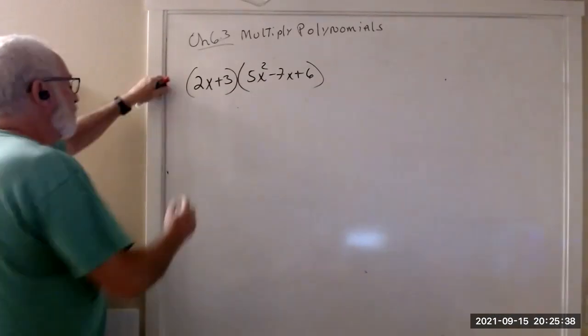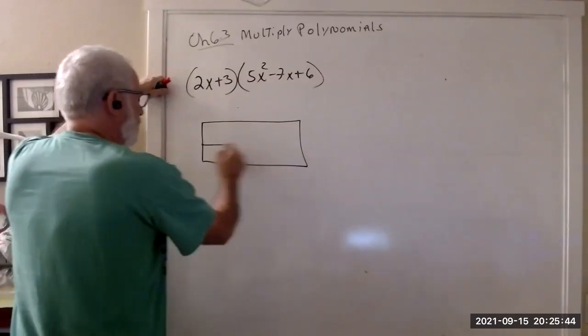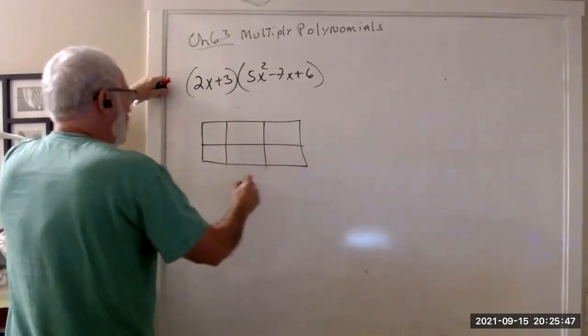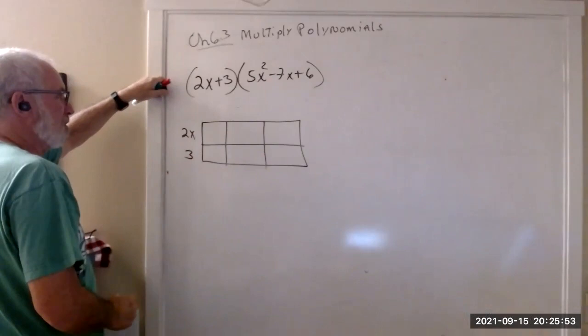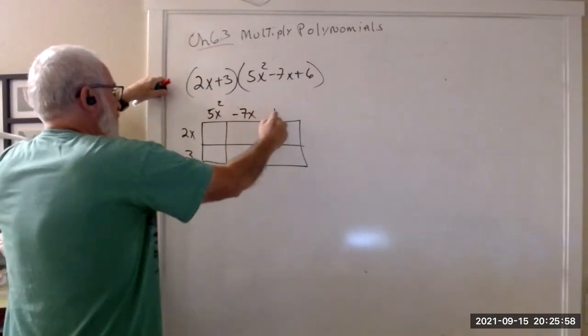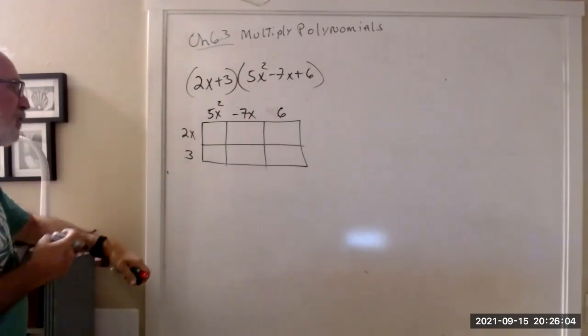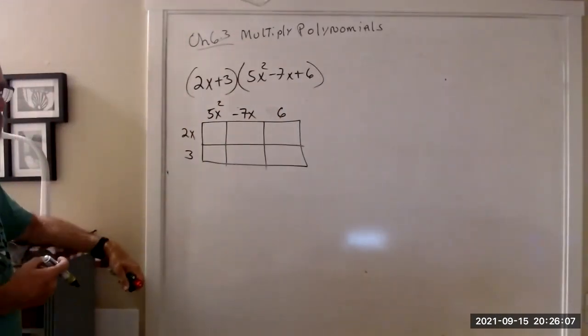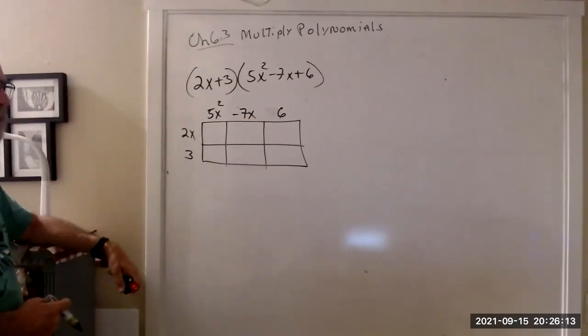So the first way is called a matrix or a box. On the outside, you put a 2x and a 3. And on top, you put 5x squared, minus 7x, and a 6. So it's a 2 by 3 box. There's 6 boxes inside there. And then you start doing all of the multiplication. Now, the cool thing about the box is you can do it in any order you want.